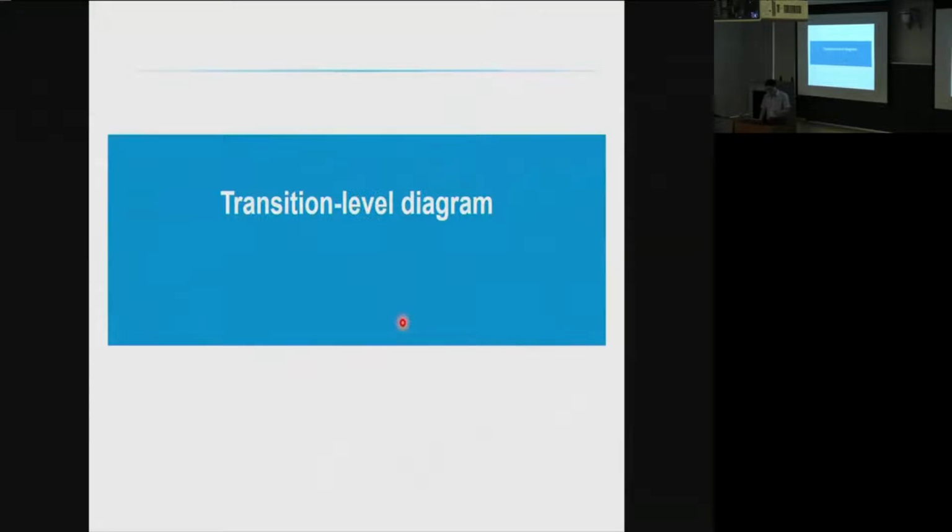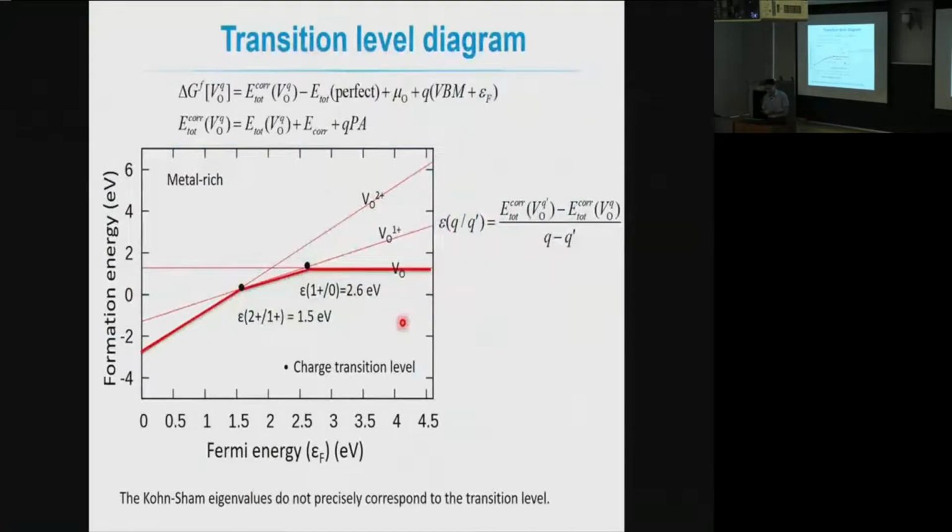Okay, so using this Gibbs free energy that we have just discussed, we can calculate the so-called transition level diagram. We have calculated the oxygen vacancy formation energy using this formula here. One variable is the Fermi level position. This is a variable, and we have not yet discussed how to fix the Fermi level. And the corrected total energy reflects this cell size effect and also the potential alignment, which comes from the finite cell size.